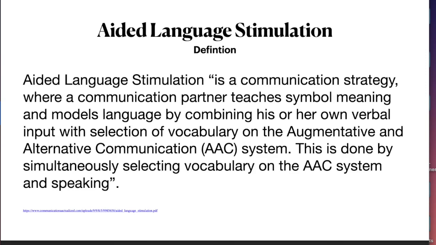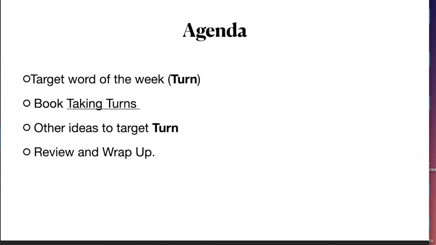So, what is aided language stimulation? Aided language stimulation is a communication strategy where a communication partner teaches symbol meaning and models language by combining their own verbal input with selection of vocabulary on the AAC system. This is done by simultaneously selecting vocabulary on the AAC system and speaking.